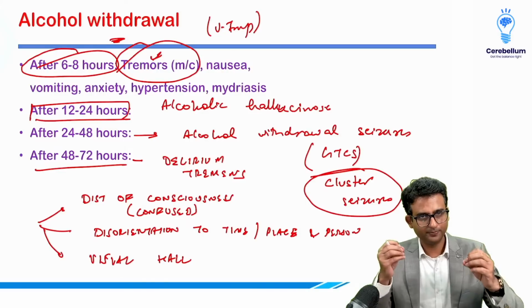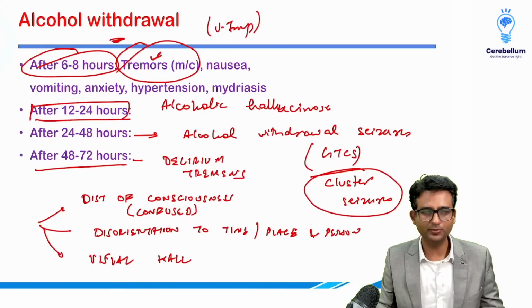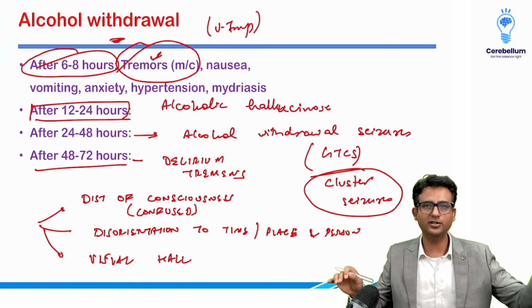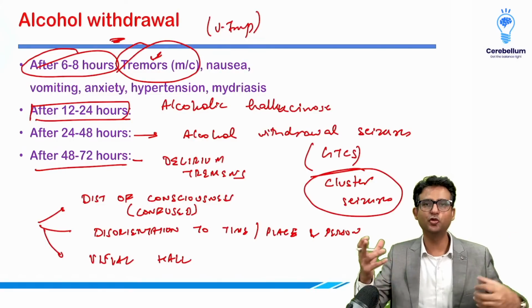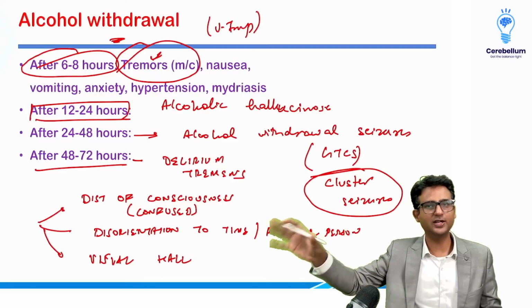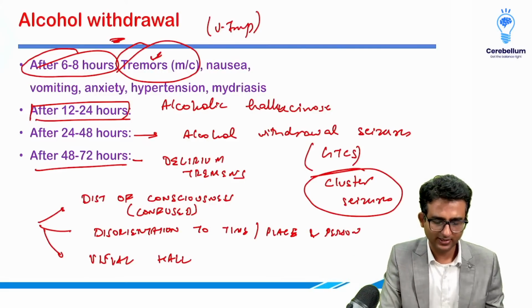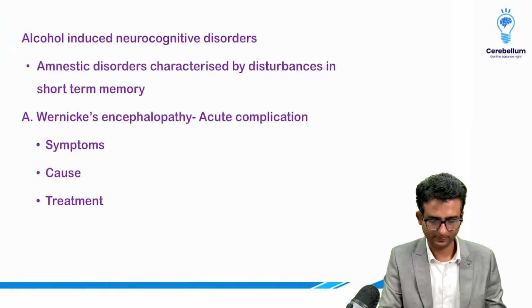So at least 20 questions have been asked from this thing. Patient has been using alcohol for many years, stopped taking alcohol 3 days back. Now he is appearing confused, agitated, not able to identify family members, and says there are insects on the ground. What is the diagnosis? Delirium tremens.